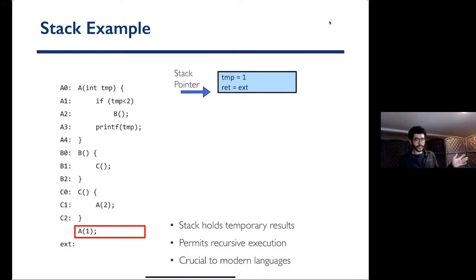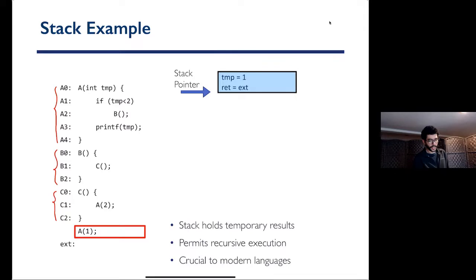Now, here on the left, I have a program. Lines A0 to A4 are function A. This is the definition of function B, and then this is function C. So it's kind of like a nested function call: A calls B, B calls C, and then C calls A. That's the function definition.